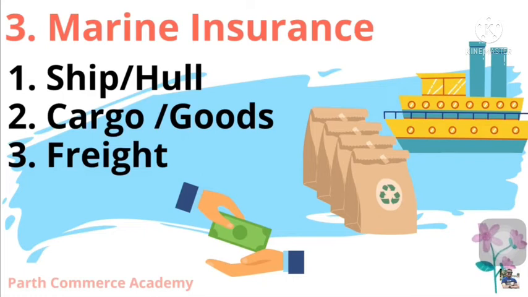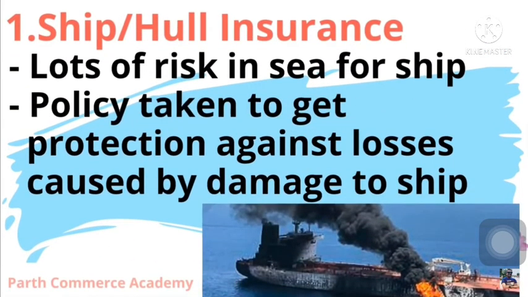Marine insurance is slightly different from other types of insurance. It includes three things. First is a ship or hull, next is a cargo or goods, and the last is freight. Let's see first ship or hull insurance. There are lots of risks in the sea for a ship. This insurance policy is taken to get protection against losses caused by damage to the ship.